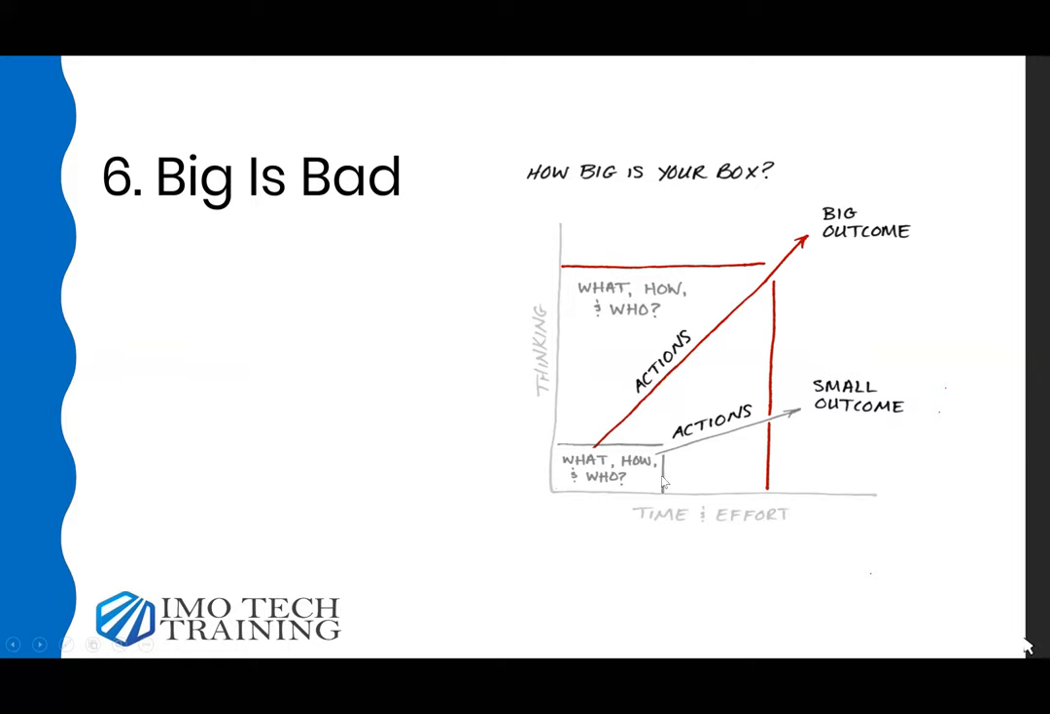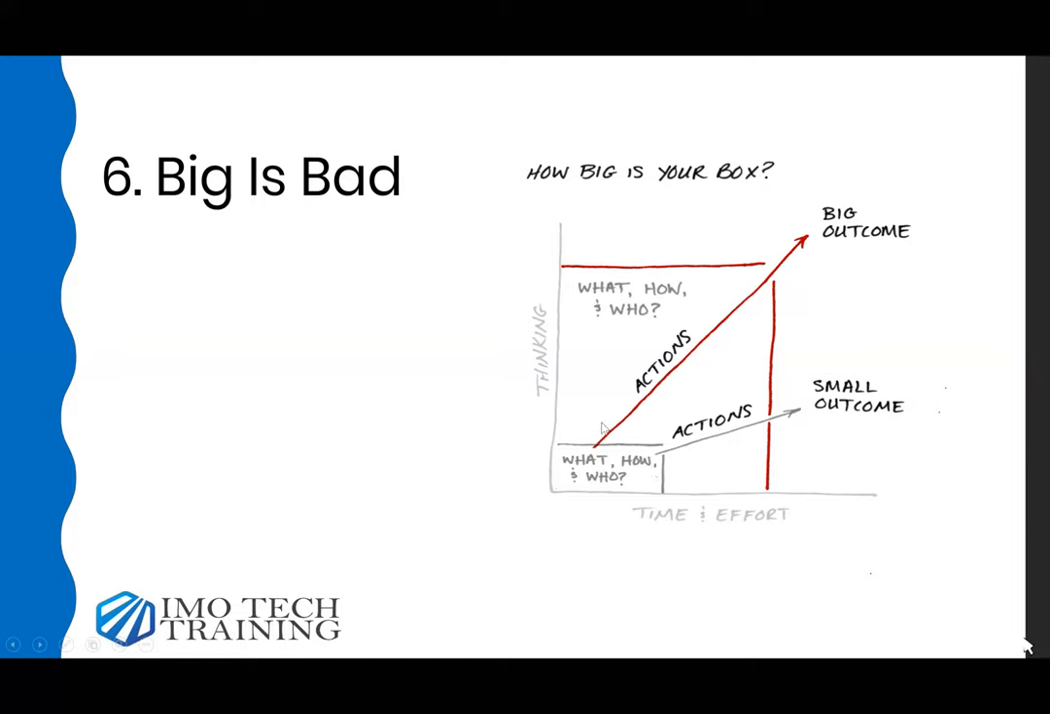When you have a small goal, it doesn't need that much work. It doesn't take that much effort. It's easy to accomplish. This box here shows a small goal that you set. This is the thinking, and this is the time it takes to reach that goal. So here, you see that when you don't think big and your goal is small, it may not take as much time, but the outcome is small.